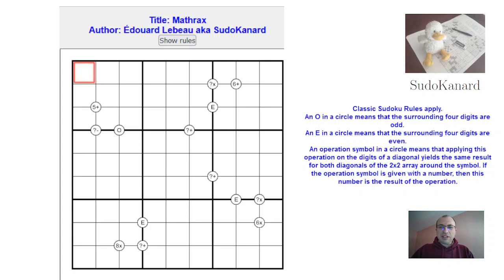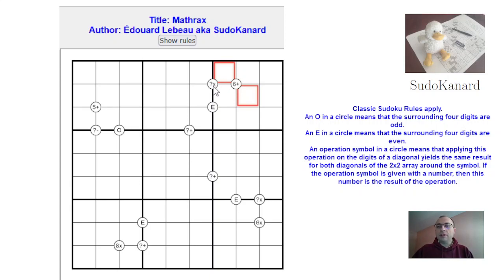Here is the Mathrax Sudoku that I published on my blog a few months ago. And so the special rule is that whenever you have an operation symbol with a number, it means that this number is the result of the operation applied on the two digits on the diagonal, and same for both diagonals. So the sum of those two digits is 6, same here.